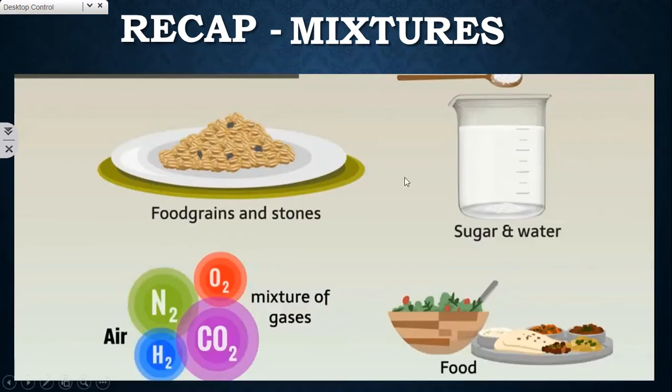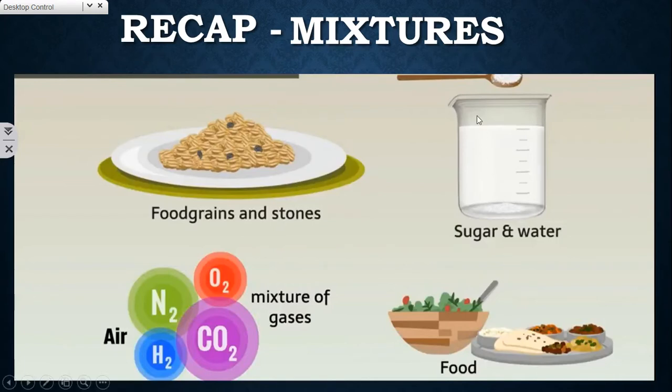See, consider these examples. Food grains with stones, and food. These 2 examples are said to be heterogeneous mixtures, since we can find stones in the food grains. And here also you can see a variety of ingredients present in the food item. All are visible to us. So these 2 examples are said to be heterogeneous mixtures.